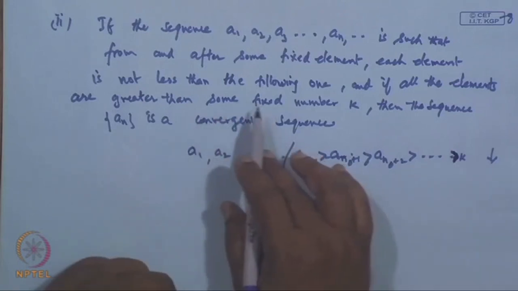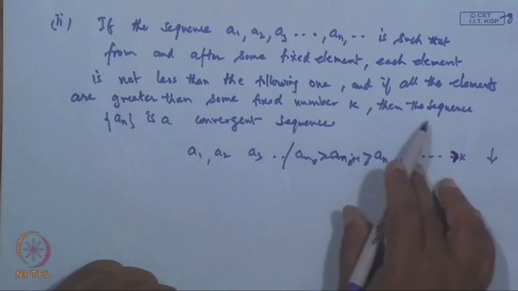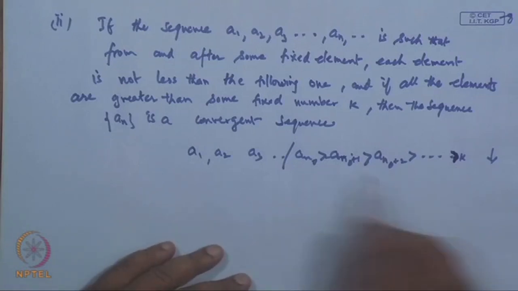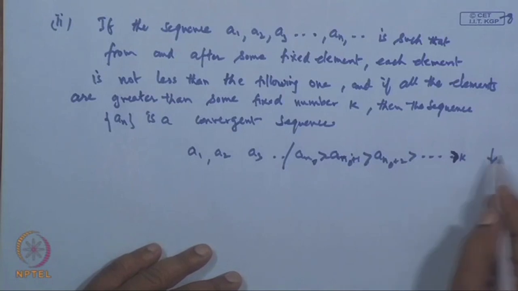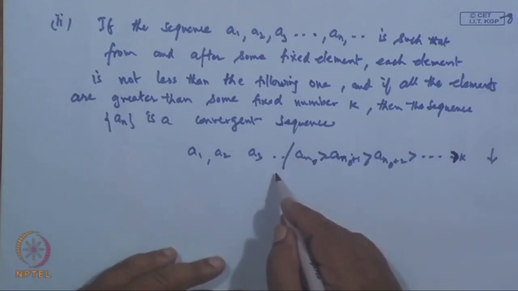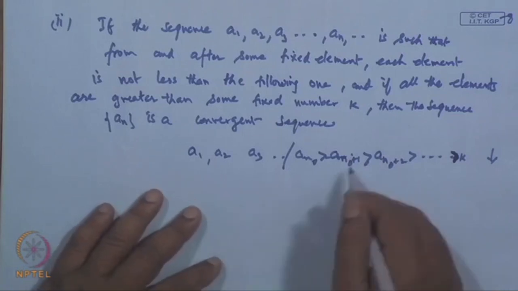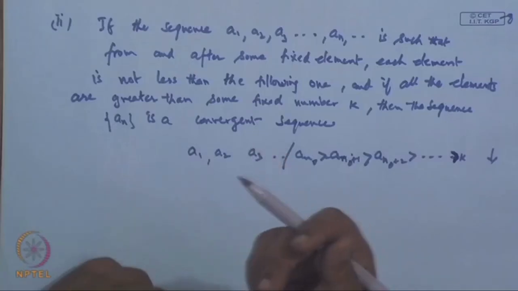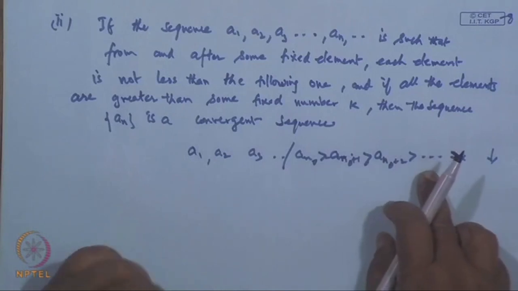So if after a certain stage all the terms are decreasing, and all the elements are greater than some fixed number, then such a sequence will be a convergent one. It is bounded below by k, because the terms are not going lower than this. And why is it from some term onward? Because the first few terms do not affect the convergence or divergence of the sequence. If the limit is some finite quantity, then whether the first few terms are very large or even infinite, we would not care, because as n is sufficiently large, the behavior of the convergent sequence is tested.